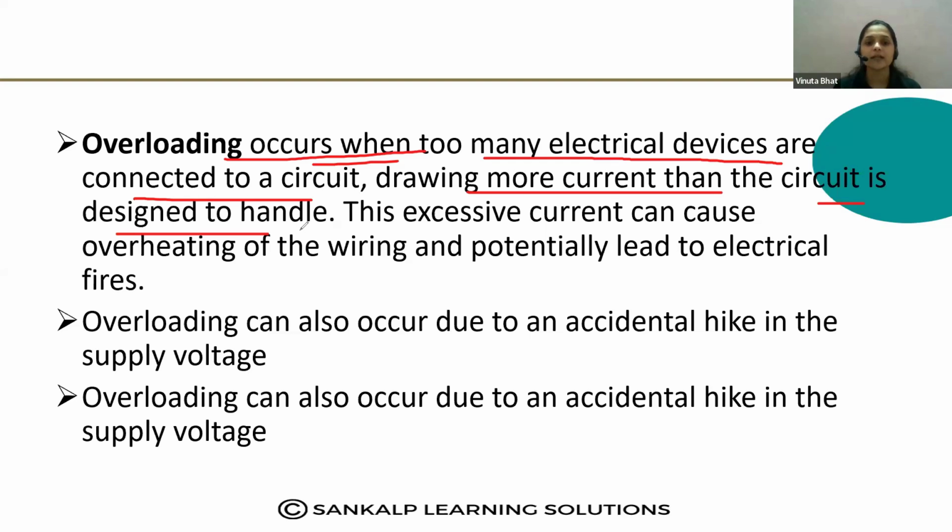Overloading can also occur due to an accidental hike in the supply voltage. If the voltage supply suddenly increases, there is a chance of overloading. And the last one we already discussed in the first point: it occurs due to too many electrical devices connected to the circuit.